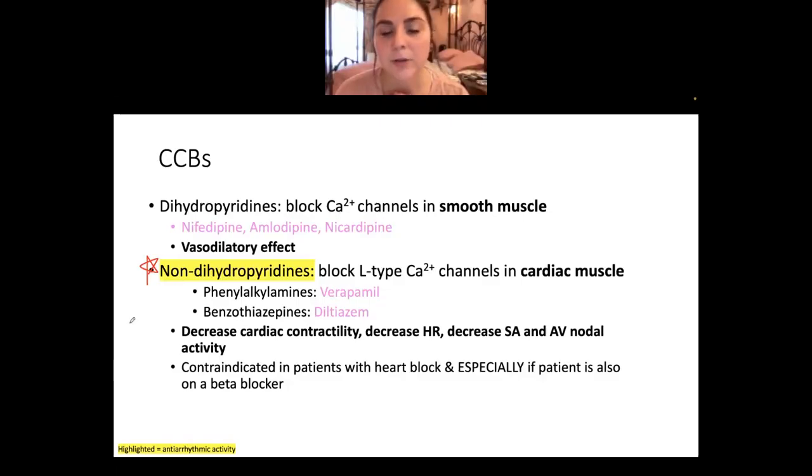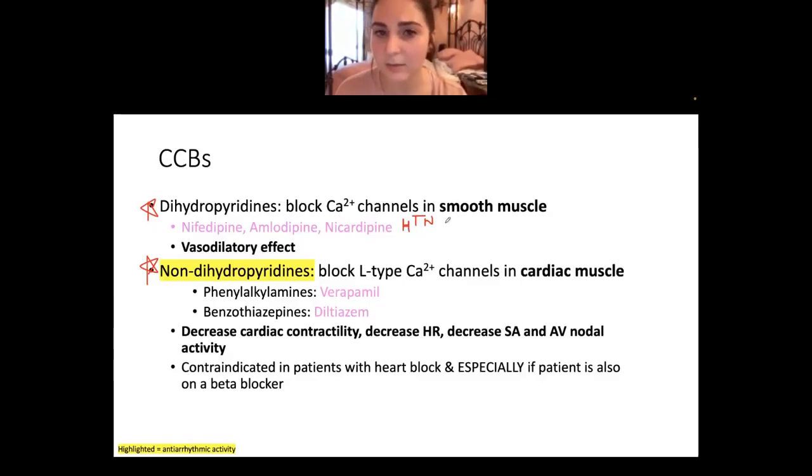Dihydropyridines block calcium channels in smooth muscle, but literally anywhere. And that's what I said, calcium channels are everywhere in the body, just like beta receptors. So these are the ones that are going to have way more effects. But since their primary target is in the smooth muscle, these have a really big vasodilatory effect. So if you're blocking calcium channels, you're not going to get contraction, you're going to get vasodilation. So these are the ones usually given for hypertension. So nifedipine, amlodipine, nicardipine.